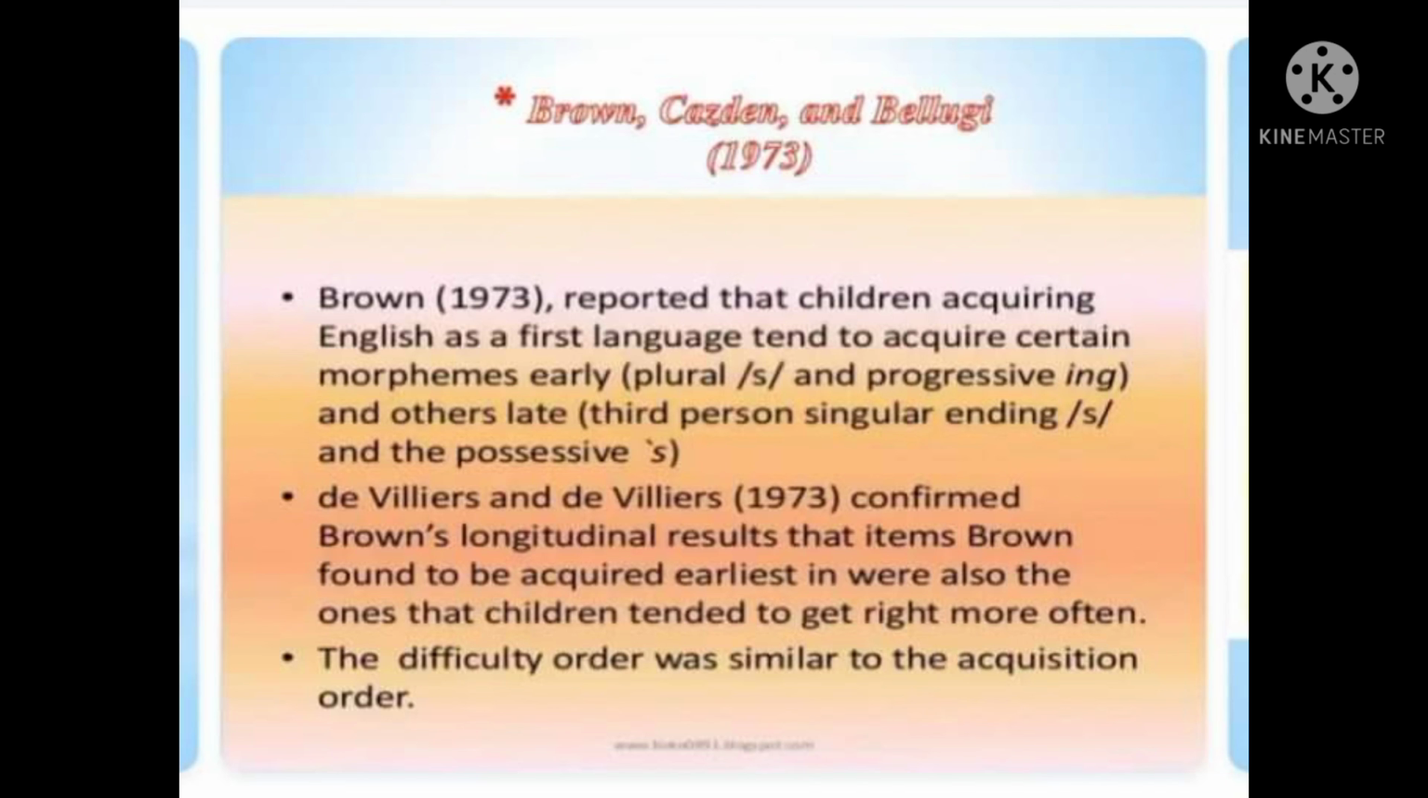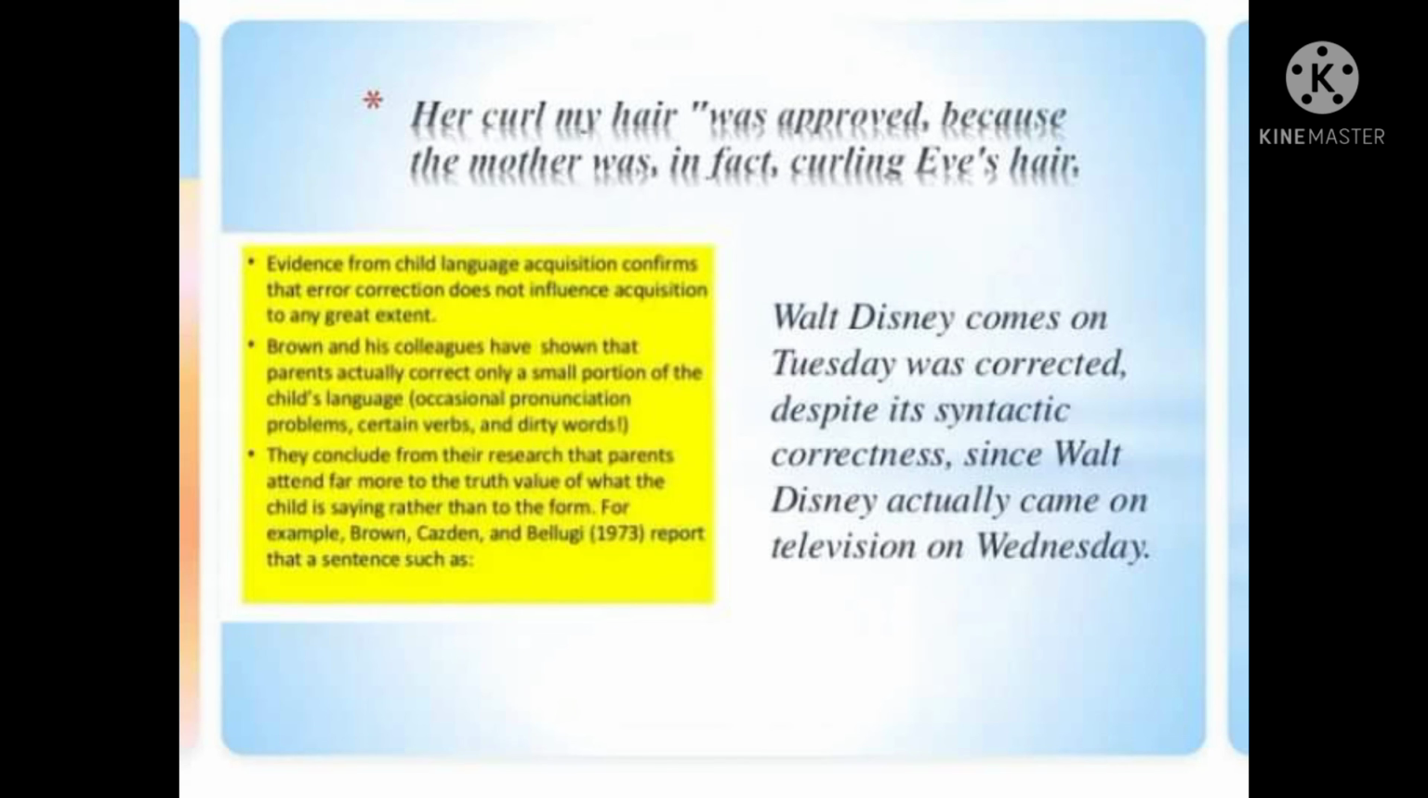According to Brown, 1973, children acquiring English as a first language tend to acquire certain morphemes early, plurals and progressive, and others late, the third-person singular ending and possessives. The difficulty order was similar to the acquisition order. Her Curl My Hair was approved because it described curling his hair. Walt Disney Comes on Tuesday was corrected despite its syntactic correctness, since Walt Disney actually came on television on Wednesday.